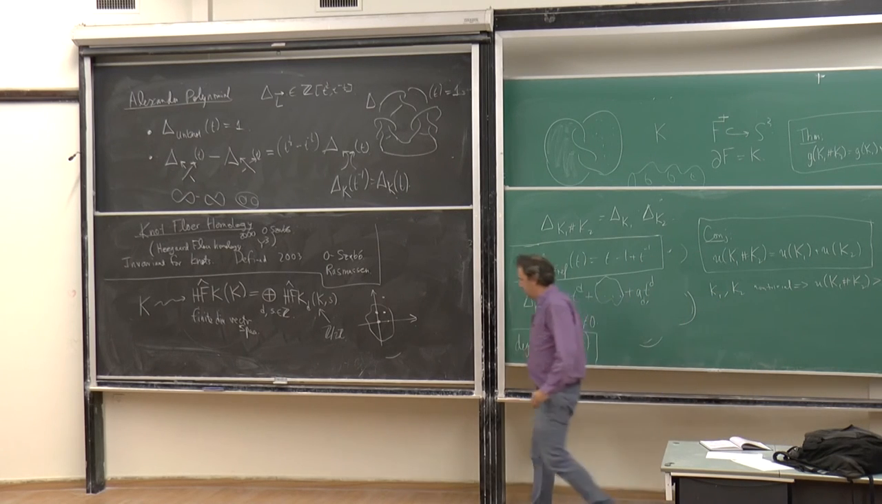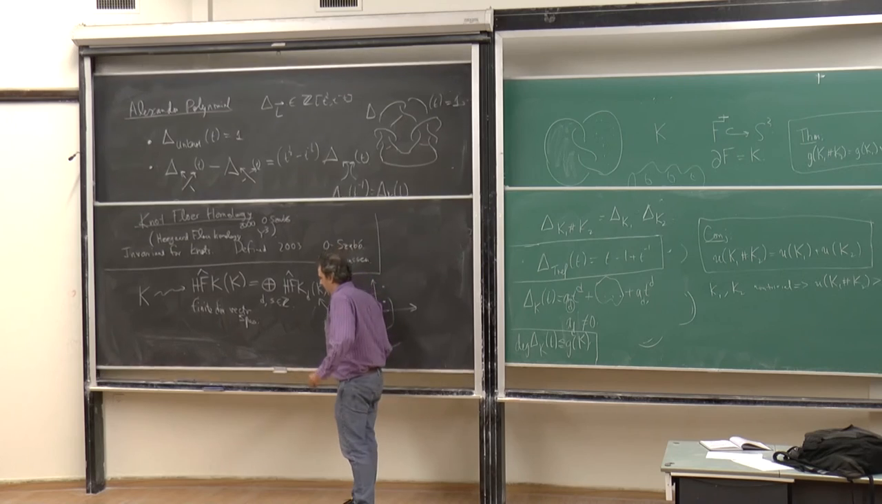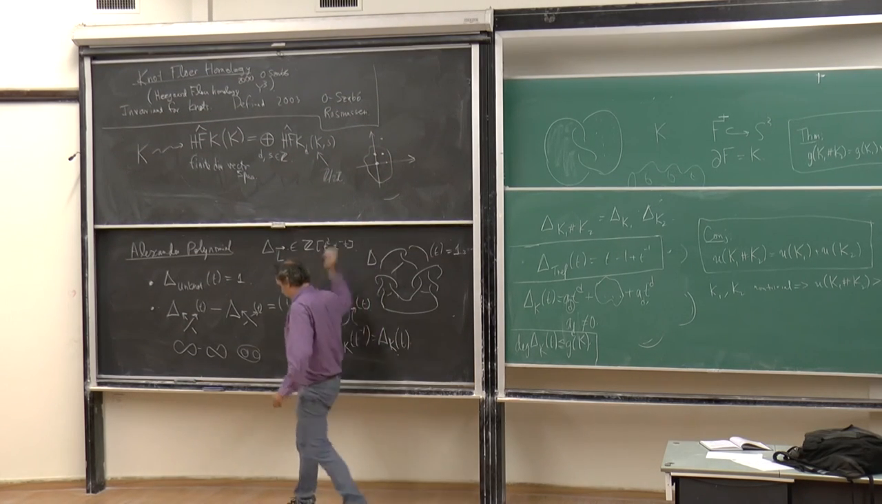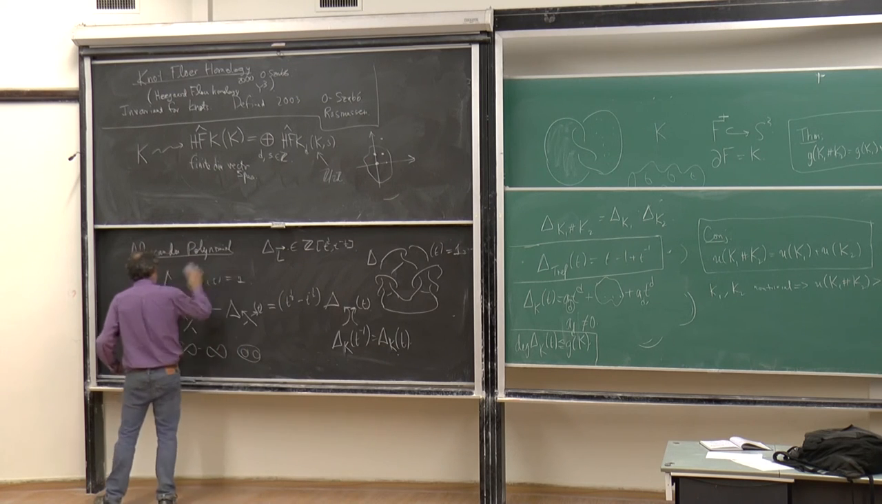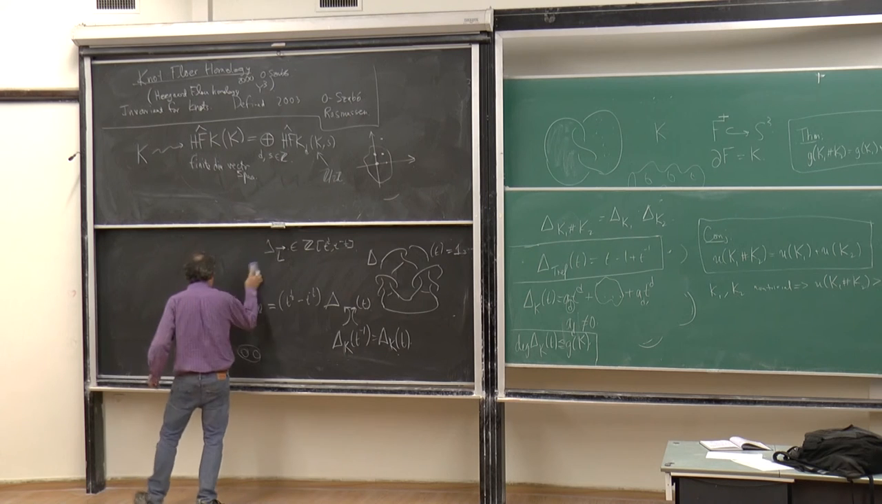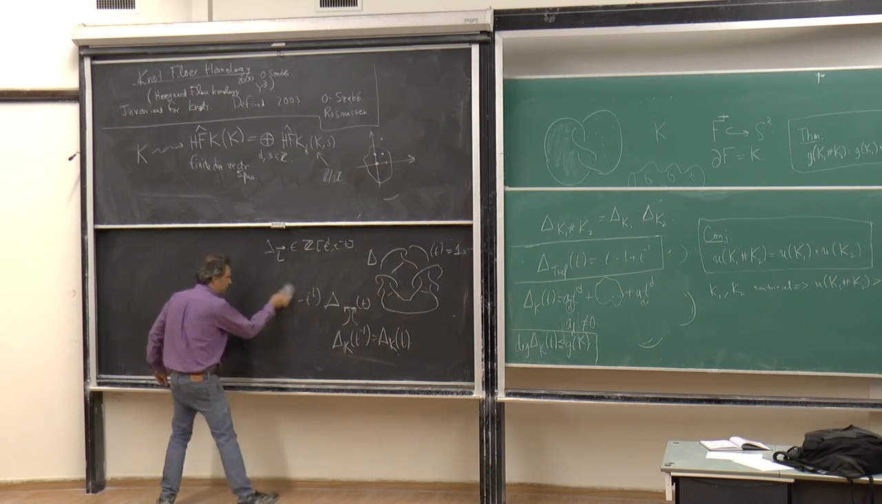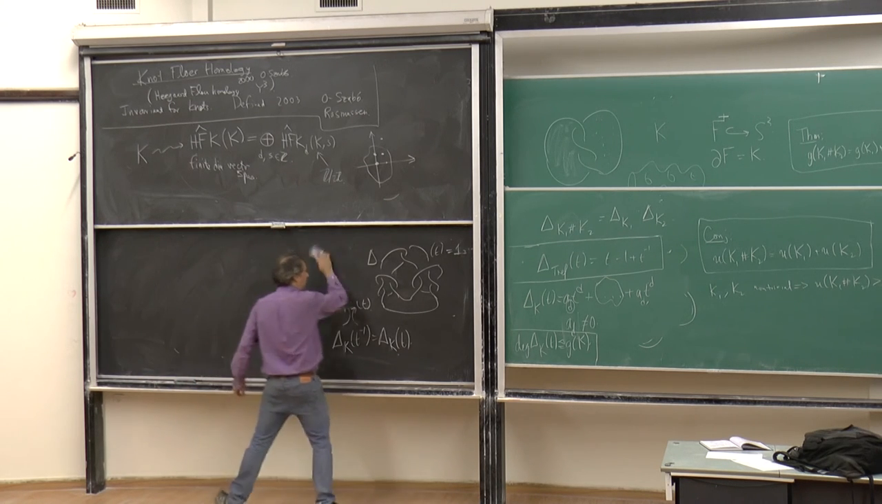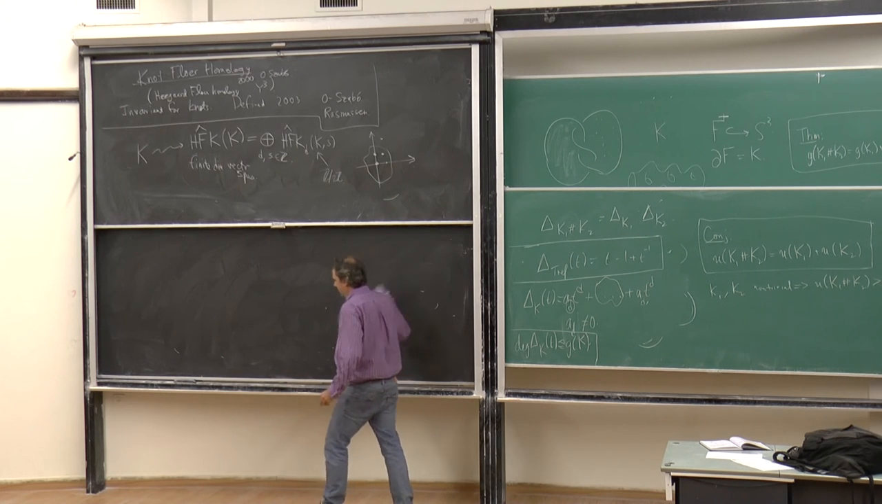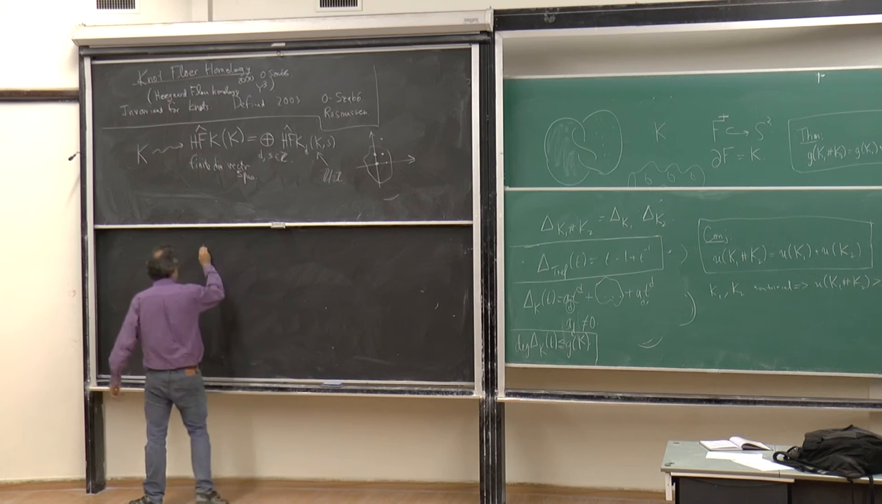So how is it related to the previous knot invariants? Well, in classical homology theory, you can take the Euler characteristic of the homology to get the Euler characteristic of a space. That's if you have one dimension. Here we have two dimensions, so we can look at this.